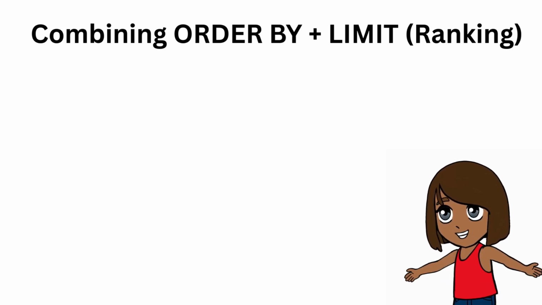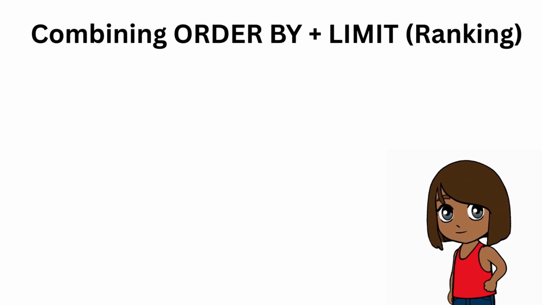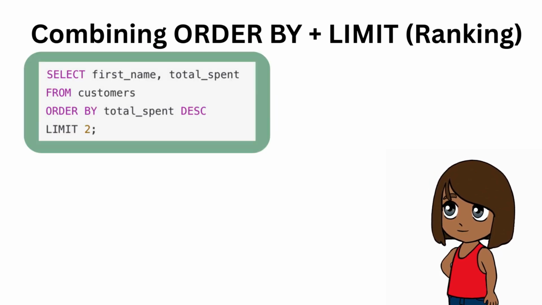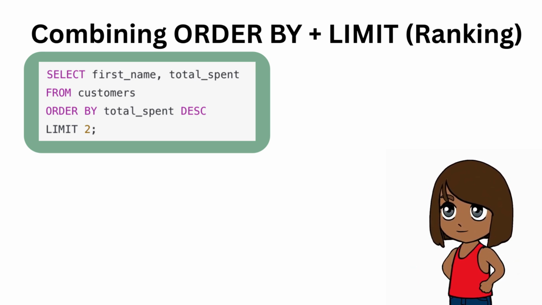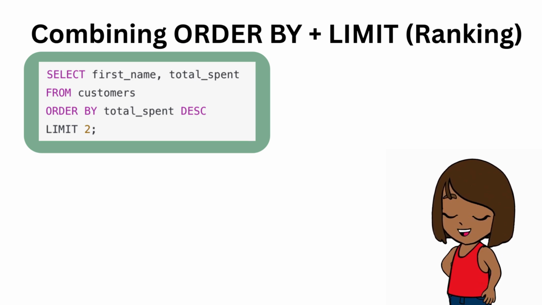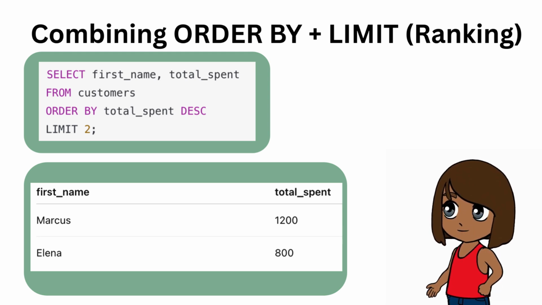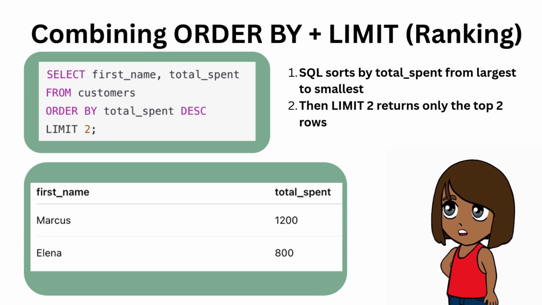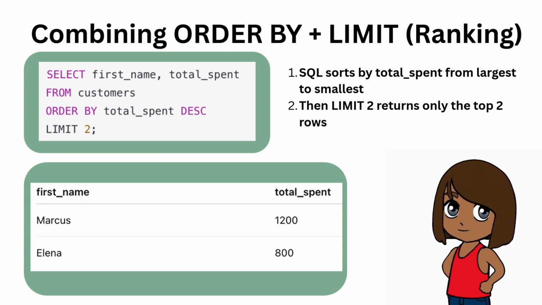Let's say we have a customers table. If we want the top 2 highest spending customers, we do select first name, total spent from customers, order by total spent descending, limit 2. Here's what happens step by step. First, SQL sorts by total spent from largest to smallest. Then, limit 2 returns only the top 2 rows. That's ranking. This is one of the most common real-world SQL patterns.